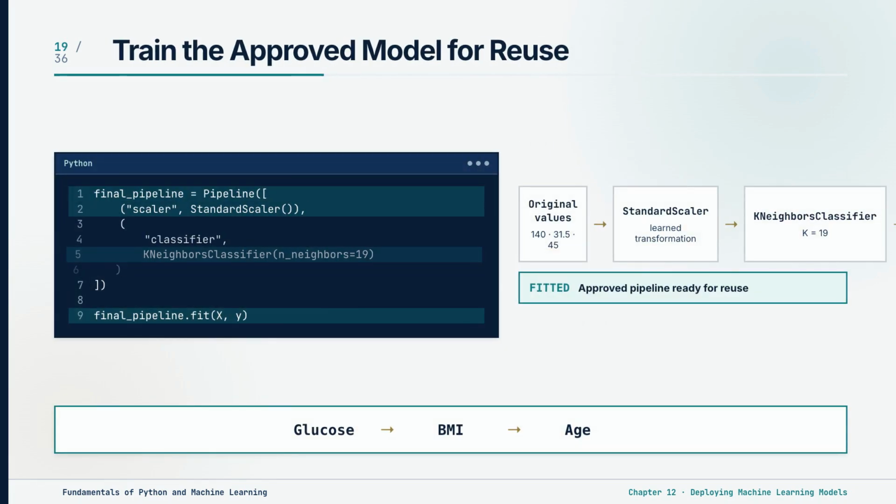After completing the evaluation and selecting the approach, create the final pipeline. The pipeline contains StandardScaler followed by a KNeighborsClassifier with 19 neighbors. Fit the pipeline using the approved development data. This fitted pipeline is the object that will be saved and loaded by the API. Because preprocessing is included, the API can provide glucose, BMI, and age in their original units. The pipeline applies the same learned scaling before generating the prediction.